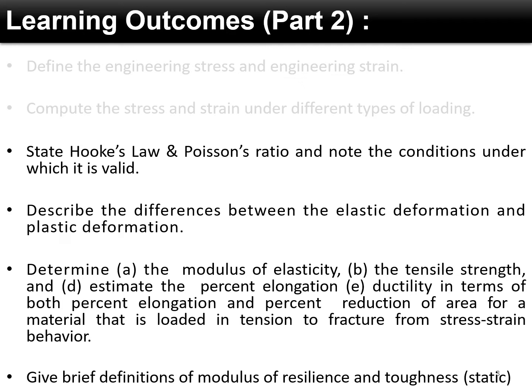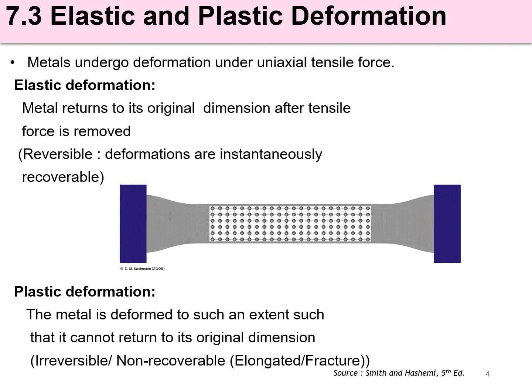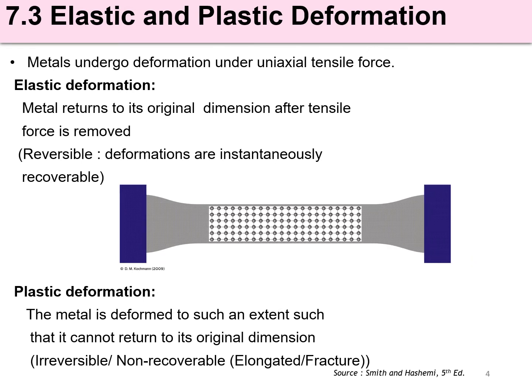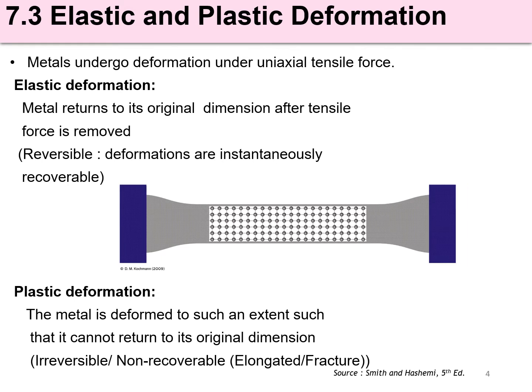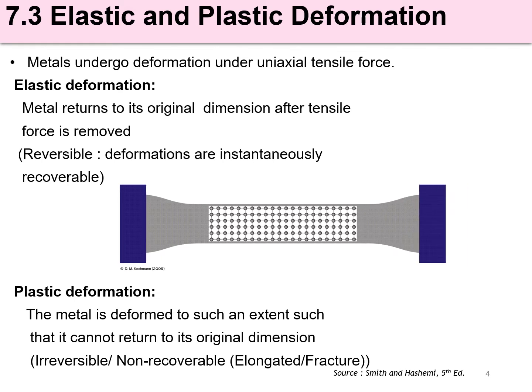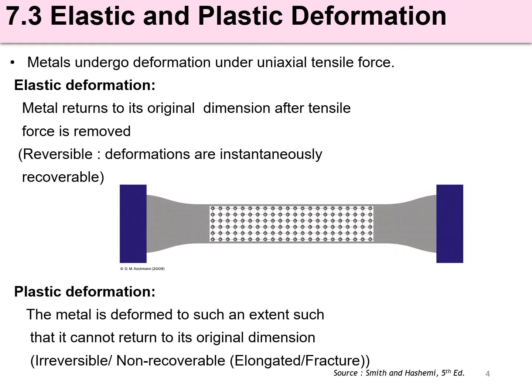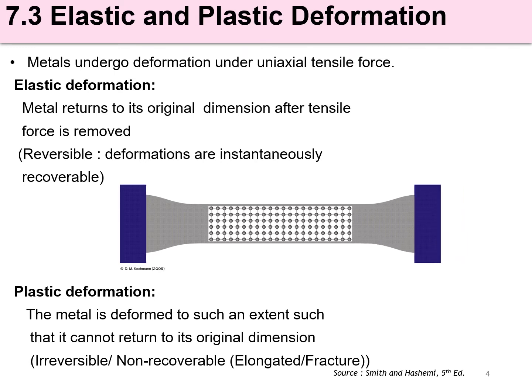Give brief definitions of the modulus of resilience and also the toughness in the modes of static loading. So we begin with elastic and plastic deformation. We know that metals undergo deformation under a uniaxial tensile force. So what is actually elastic deformation?